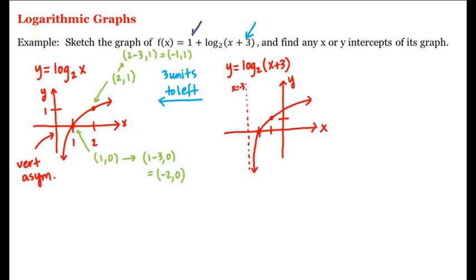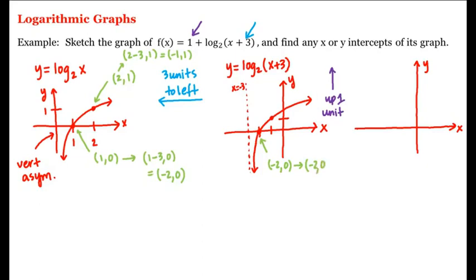All right, and finally, what does this plus 1 do here? What that does is it shifts this graph rigidly up 1 unit. So let's say this is the y-axis, and this is the x-axis. Now what is going to happen to this point here, (-2, 0)? It moves to (-2, 0 + 1), or (-2, 1). And what happens to this point, (-1, 1)?